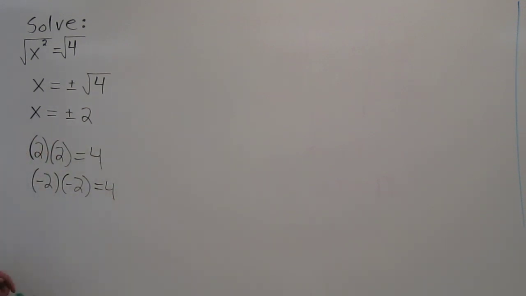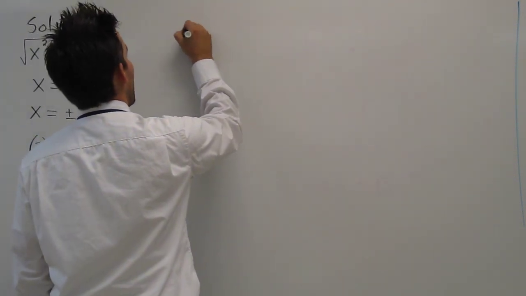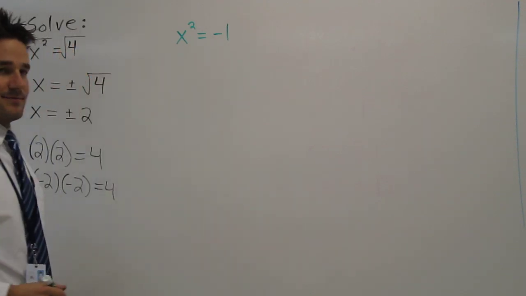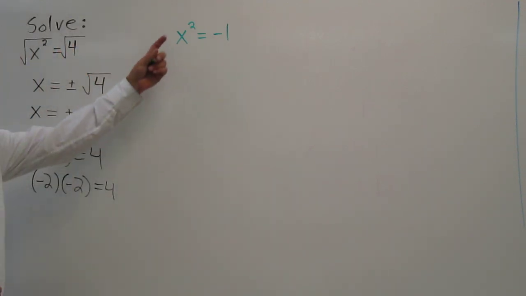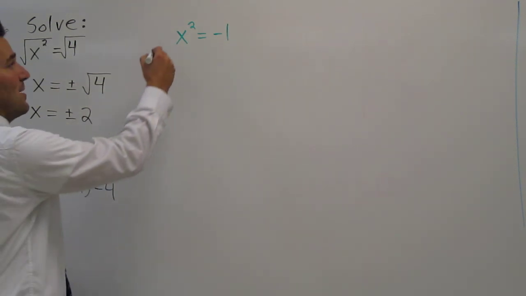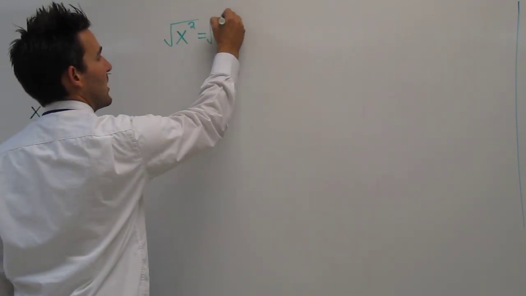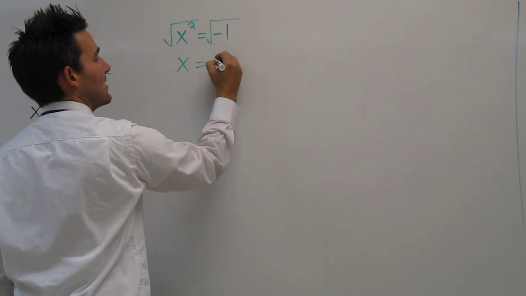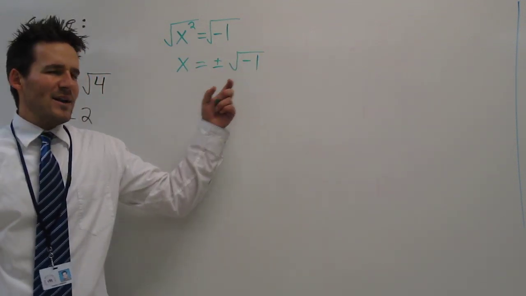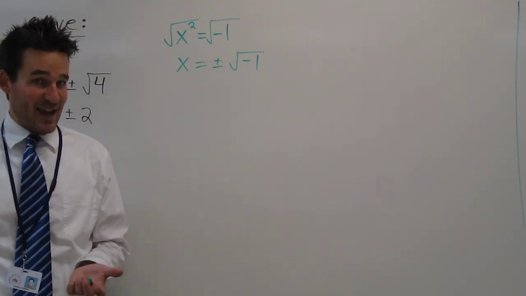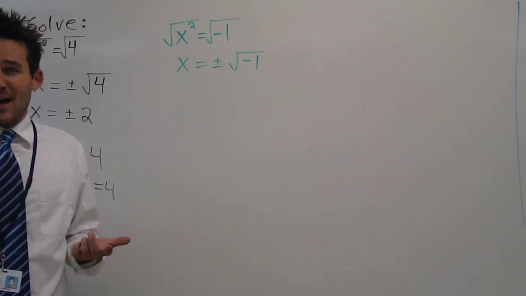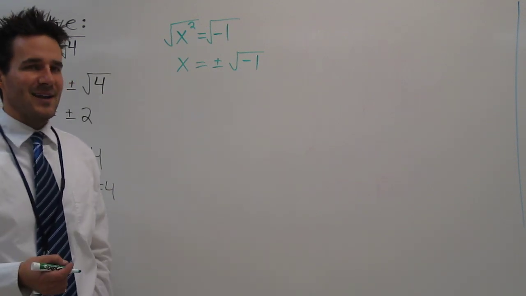Now let's try a different one. Let's try x squared equals negative 1. Now in this case, what number times itself equals negative 1? We'll start this problem the same way. Take the square root of both sides, and we get x equals plus or minus the square root of negative 1. What number times itself equals negative 1? Well, 1 times 1 is 1, and negative 1 times negative 1 is still 1.